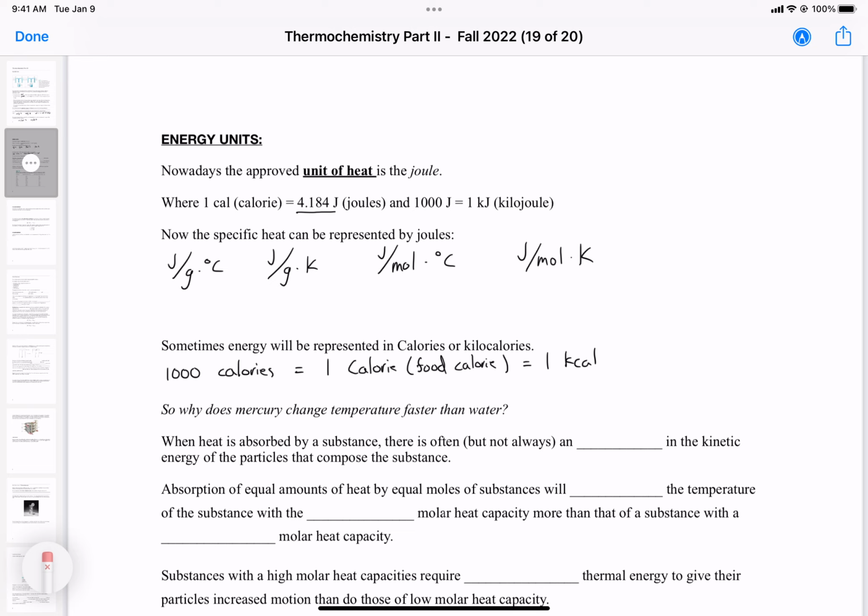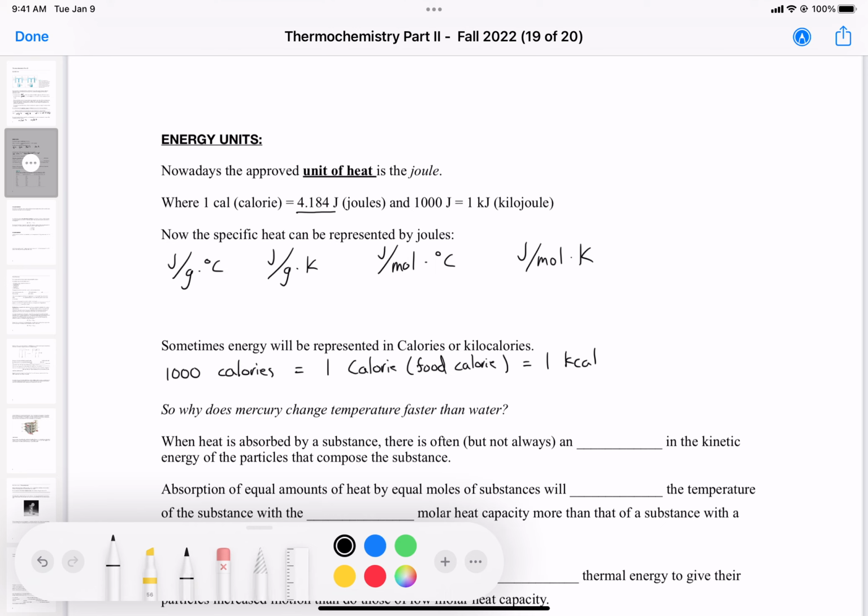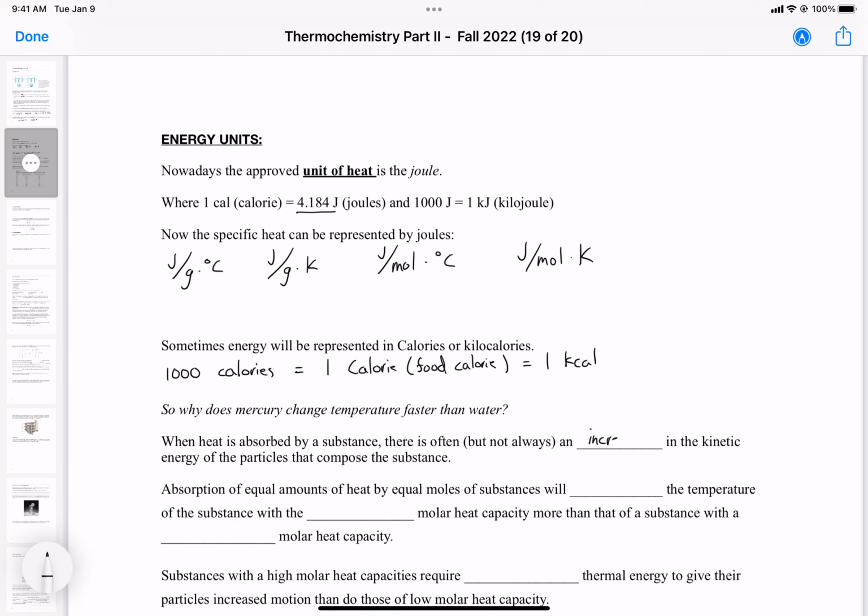When heat is absorbed by a substance, there is often, but not always, an increase in the kinetic energy of the particles that make up the substance. This is not always the case, and I can't really think of an example when it isn't. But maybe there's such a small temperature change, or you apply heat instantaneously or for a very short period, and there probably won't be an increase in kinetic energy. But usually, when things heat up, there's an increase in the kinetic energy. It's often, not always.